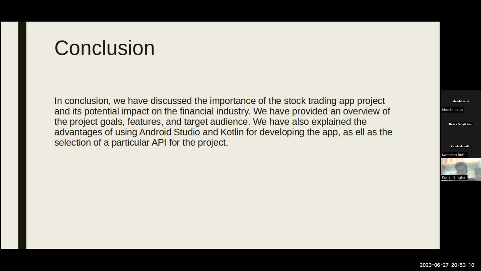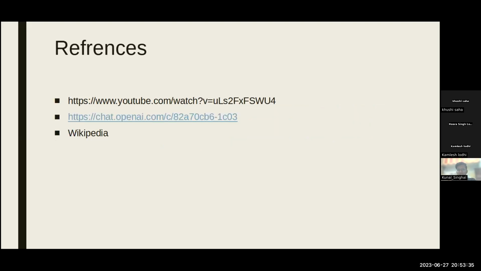Now, further unique points that I have made our project beginner friendly, so my app can suggest some not financial advice, but educational advice, about the news in the stock market. So these are the unique points. We have also been advanced, and I have used Android Studio and Kotlin for developing this app. And these are the references: ChatGPT, Wikipedia, and YouTube.